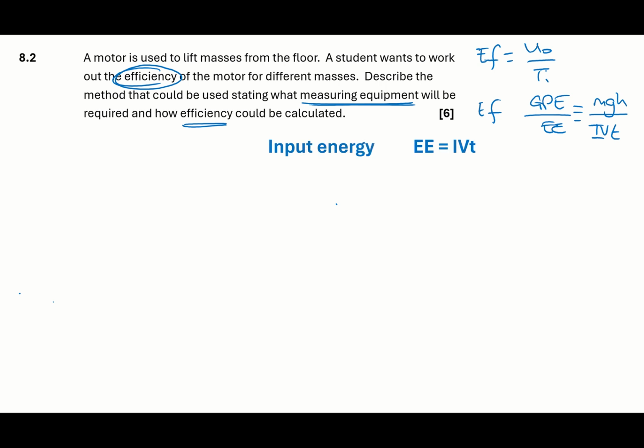So that's my basics there in terms of just helping me structure this. And there we go. So the input energy is electrical energy. We calculate it using IVT. The output energy is gravitational potential energy, mass times gravity times height.